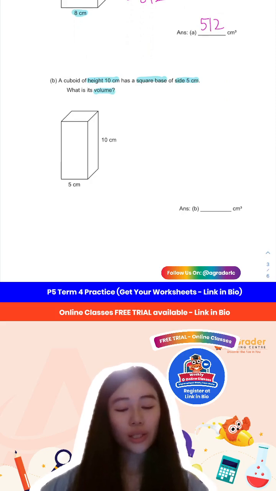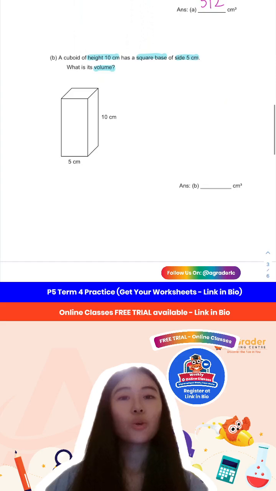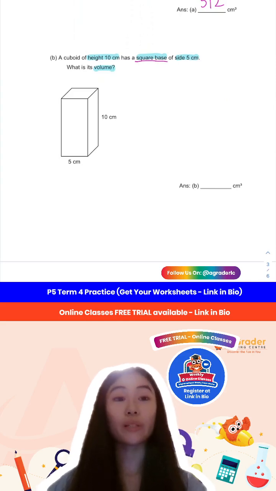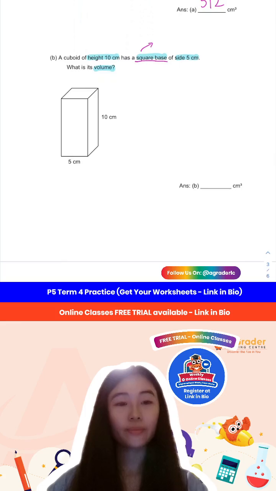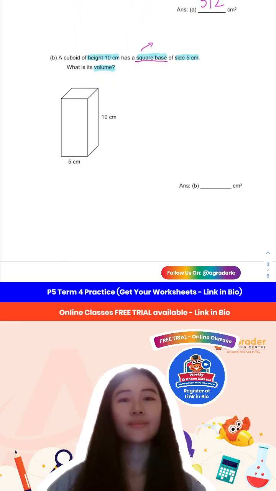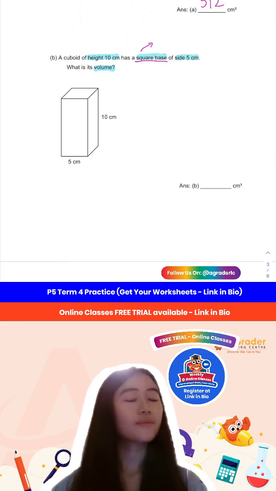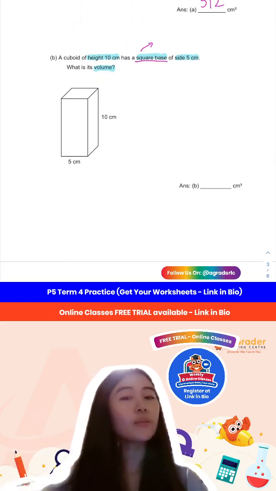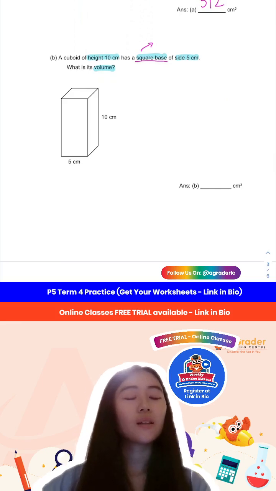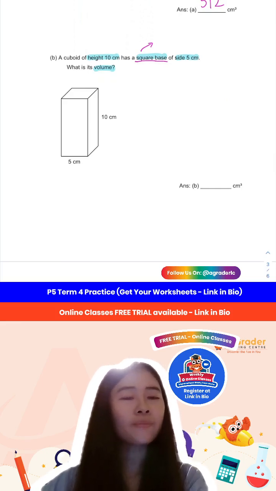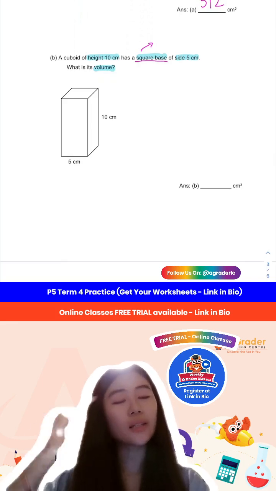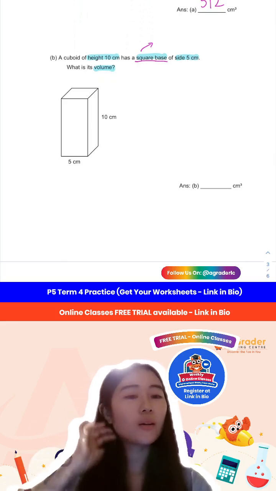Alright, let's go through this. So the keyword here is square base. What does square base mean? Anyone knows what does square base mean, this keyword? Equal sides. Okay, need to be more specific. It's not exactly equal sides. Okay, YZ says base is a square.